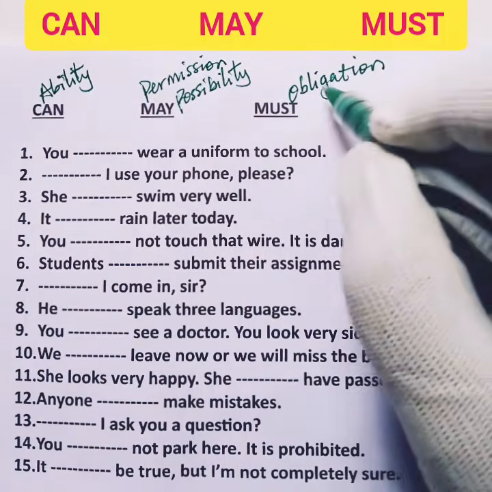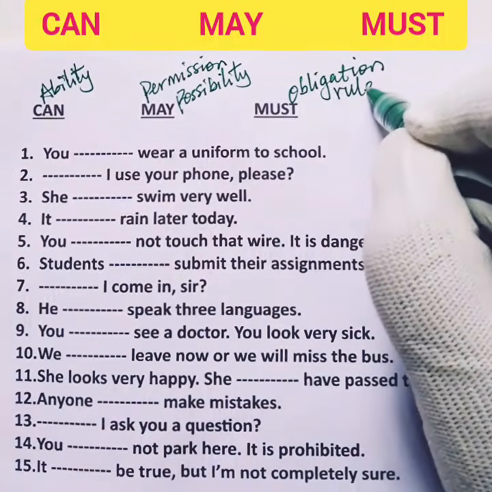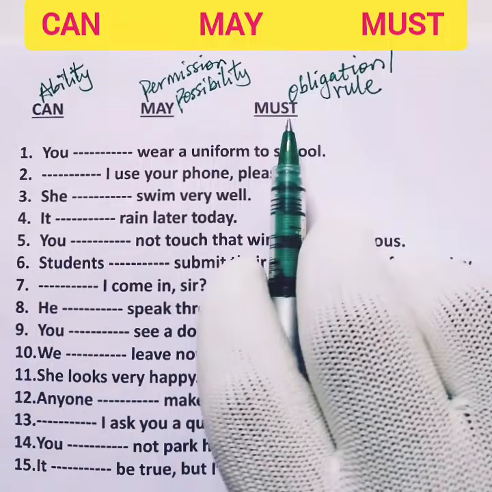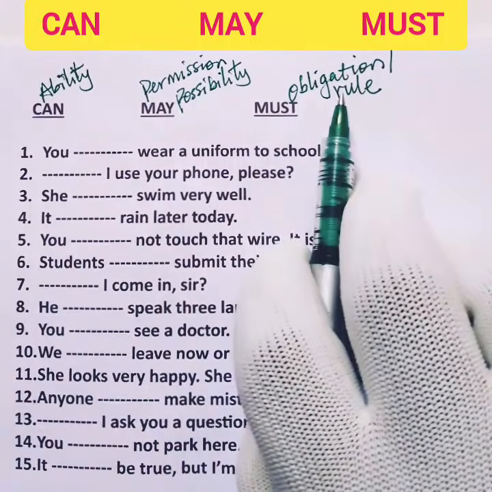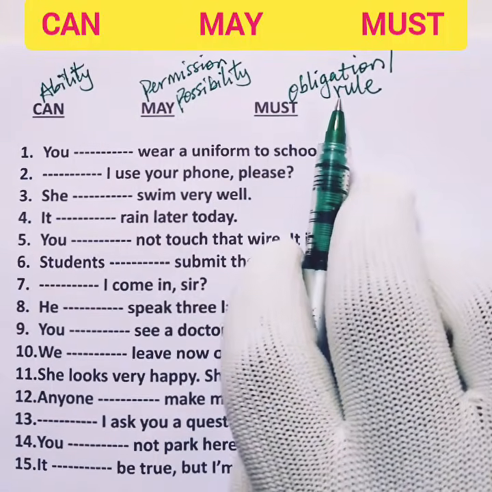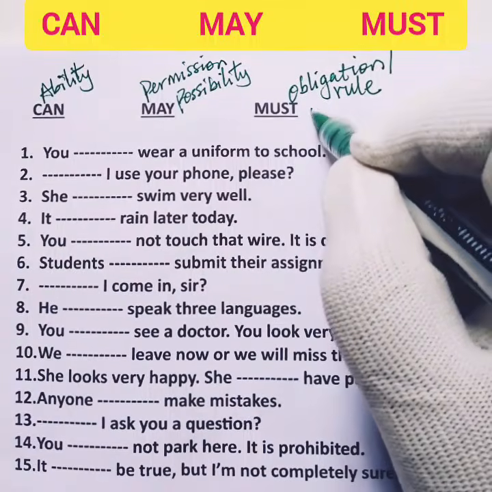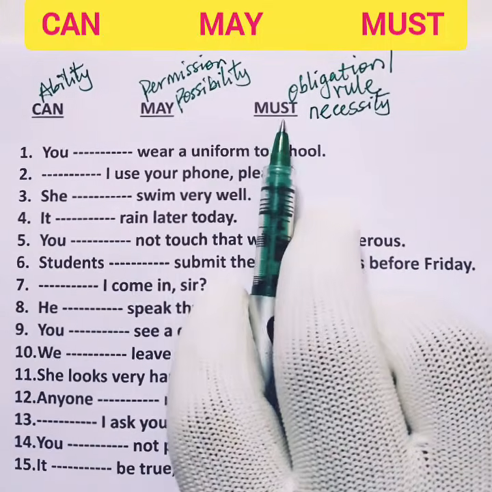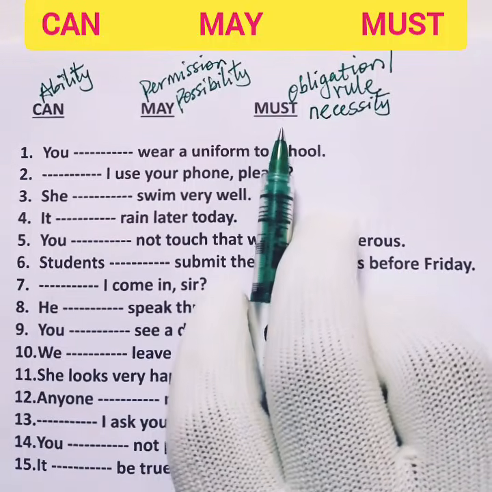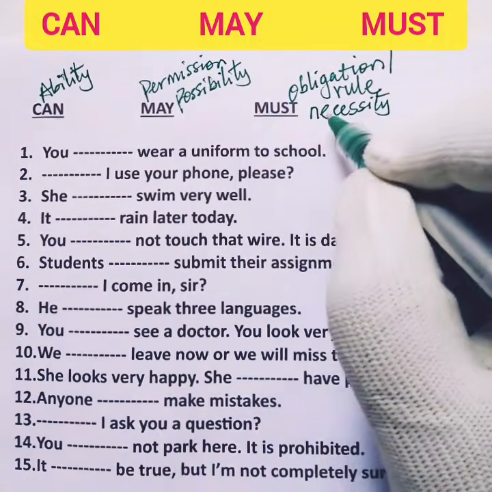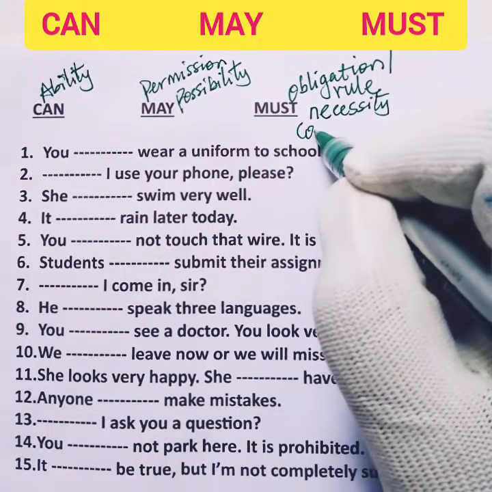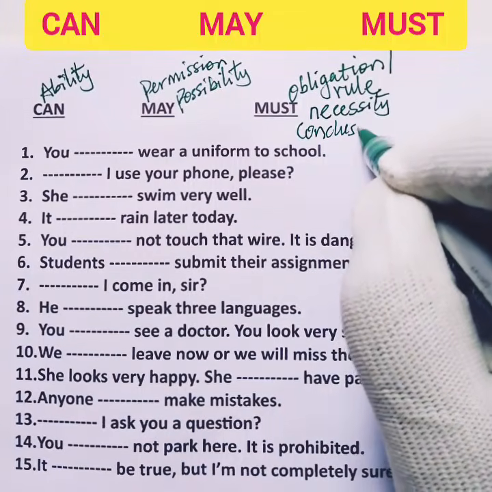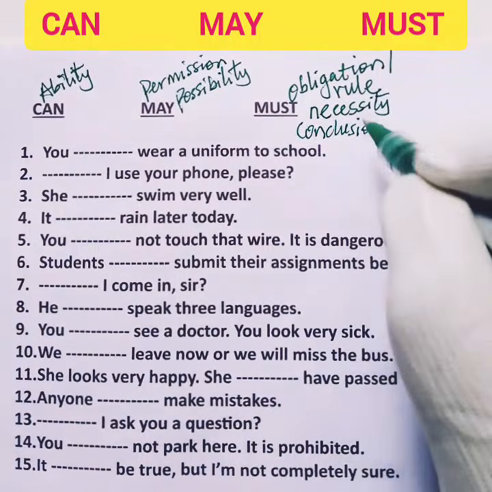Obligation or rule. So when it is a rule or obligation, it means it is necessary. So it is used to express necessity. Also, we use must to express conclusion. When you have concluded on something, use must.